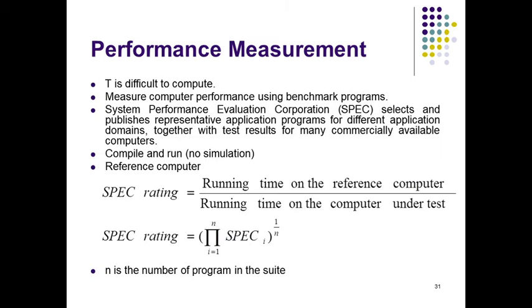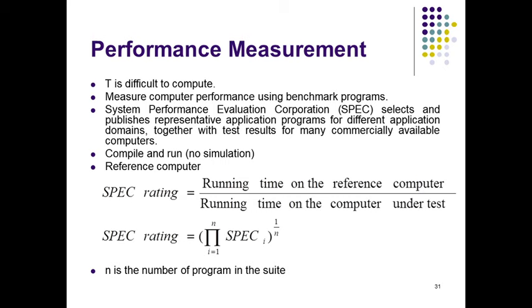Next important concept is performance measurement. As you know, it is very difficult to compute capital T, because computing the value of capital T is not a simple task here. T is nothing but the program execution time. So it is very difficult to compute this program execution time, because parameters such as the clock speed and the various architectural features are not reliable indicators of the expected performance.